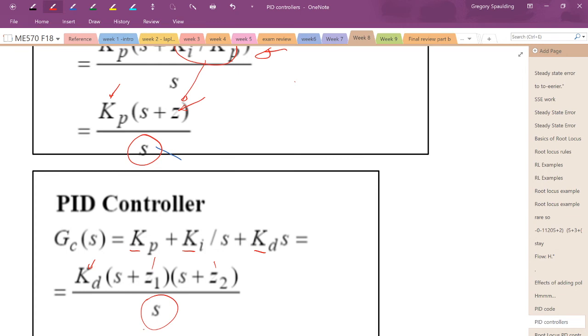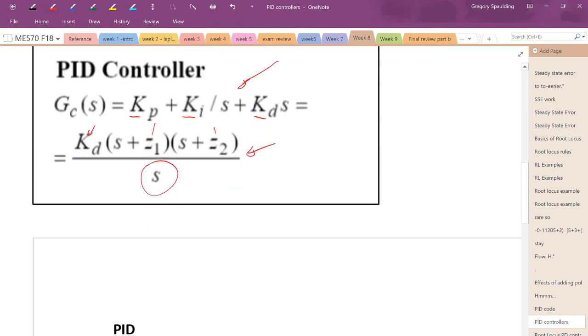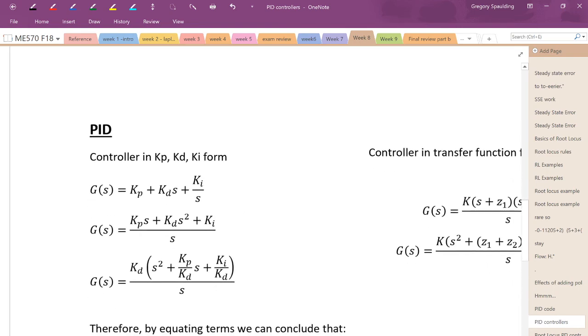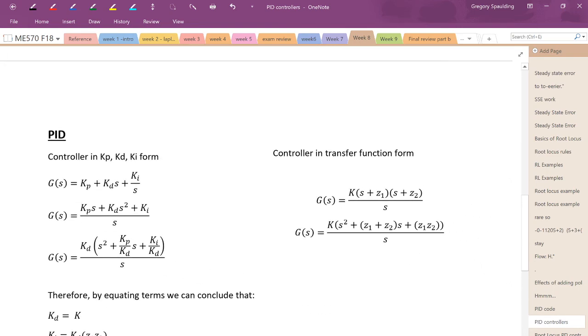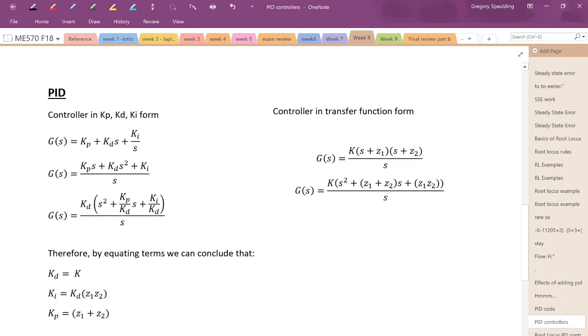And so we can analyze it in this form. We typically implement it in this form. Okay, so it's a bit weird in there, but here's the relationship between the KP, KD, KI, and the zeros, and it comes down to this relationship here. The KD is equal to KD, and that's a KD in there, and then KI is equal to KD times Z1 times Z2, and KP is equal to KD times Z1 plus Z2.